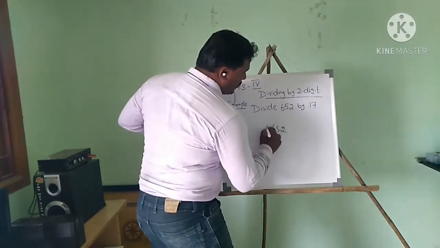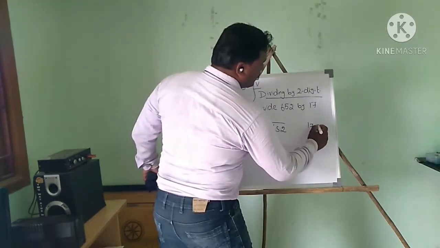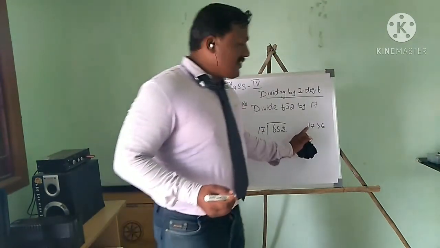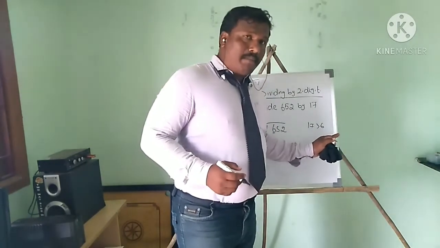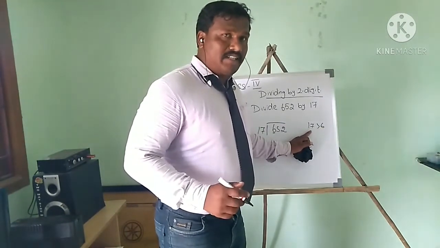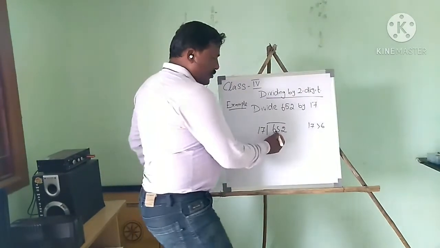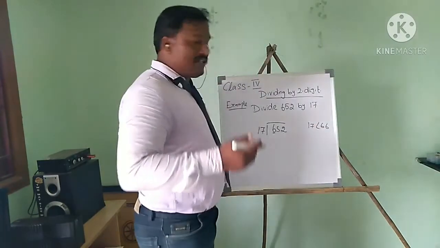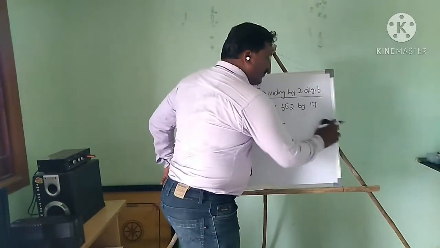652 divided by 17. If you take one digit, 6, and compare with 17, 17 is the divisor, 6 is the dividend. Comparing these numbers, the divisor is bigger, so we cannot divide. I already told you. So what will you do? You can take two digits. So 65. 65 means the dividend is bigger, now you can divide. So first I will take a two digit number.